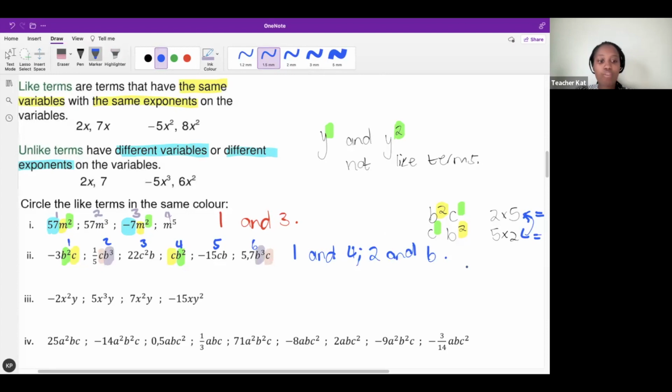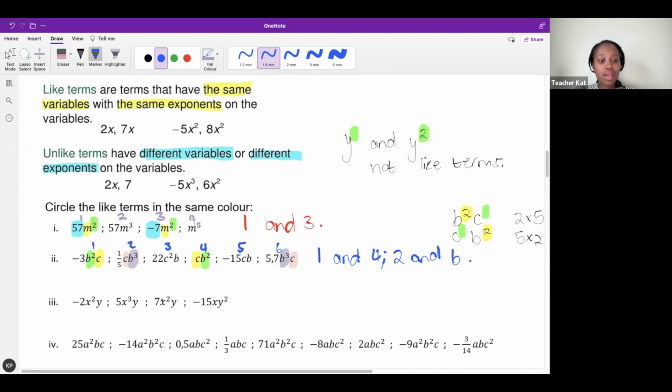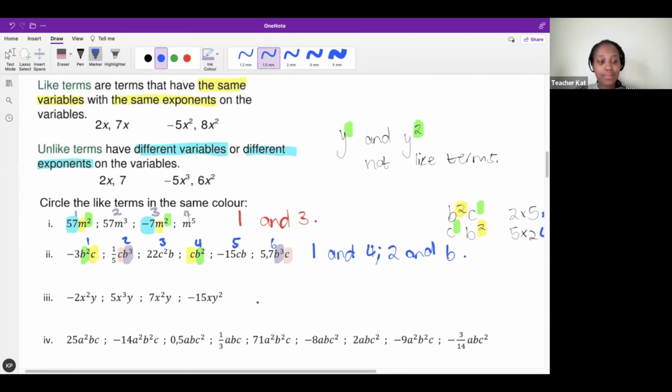Are those all of my like terms? Yes, because if you look at the rest of them, I have a C squared. There's no other place here where I have a C squared, so it's already eliminated. And for number 5, I have 1C and 1B. None of them have 1C and 1B. It's just number 5, so that doesn't have a like term. Okay, guys, are we getting this?